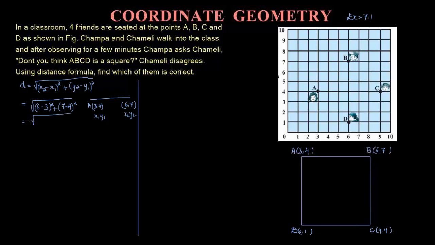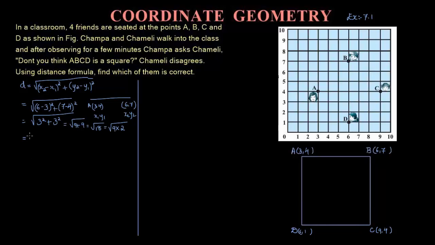So 6 minus 3 is 3 squared, plus 7 minus 4, which is also 3 squared. So you are getting 9 plus 9, which is 18. And 18 you can write as 9 into 2. If you separate this root, then the root applies to both 9 as well as 2.